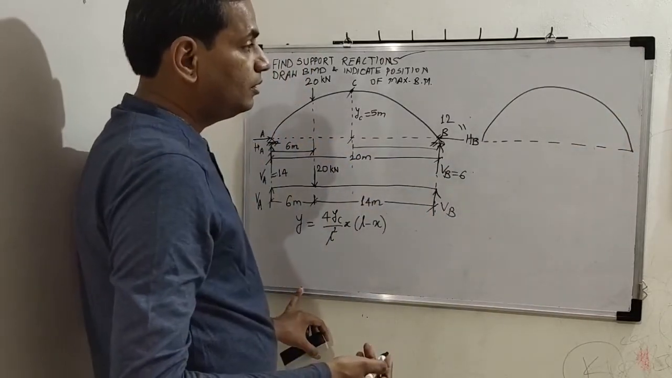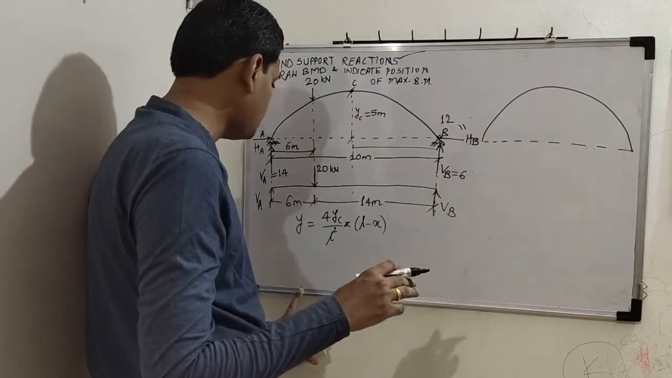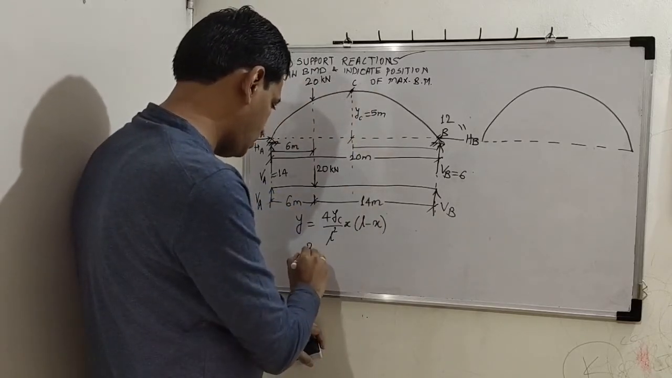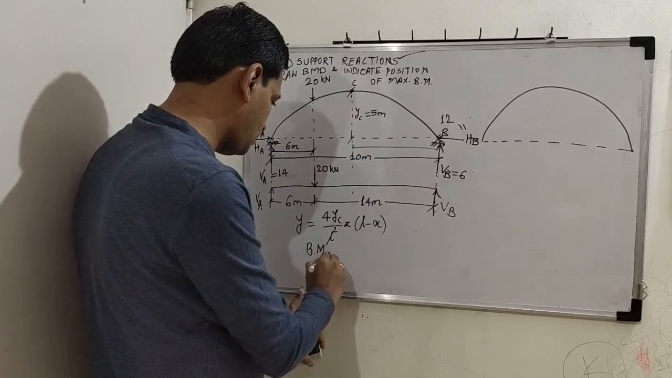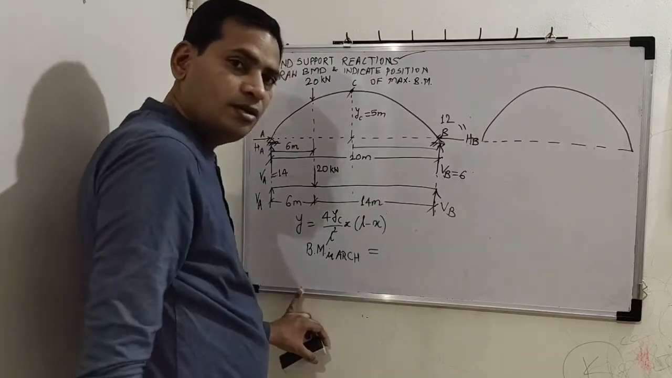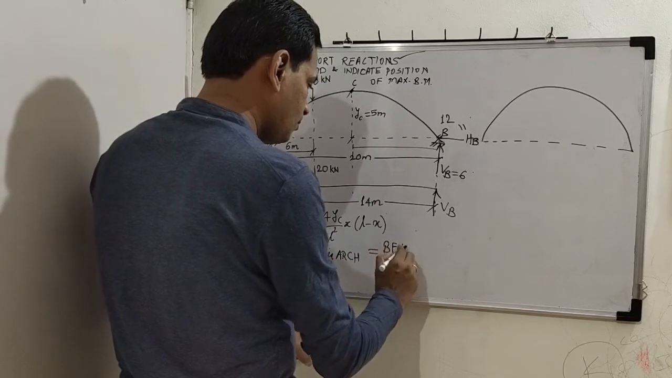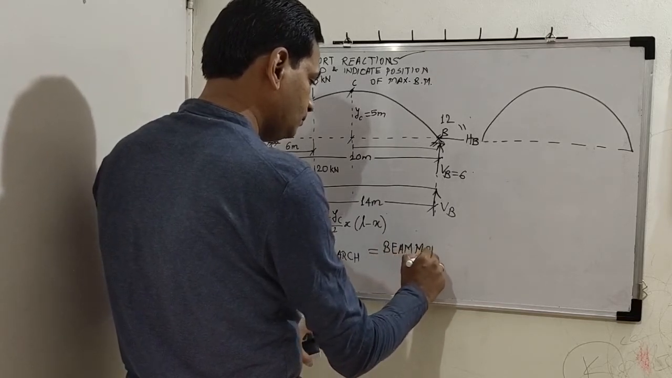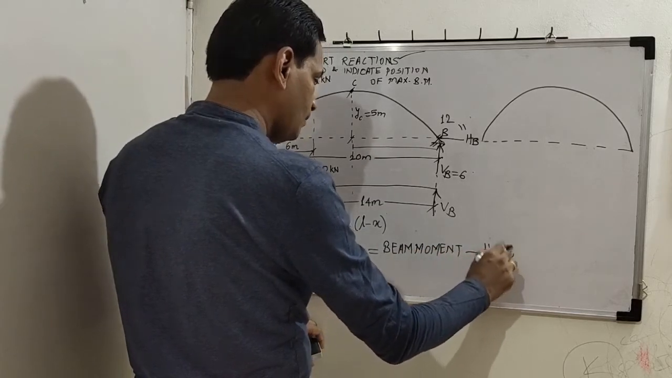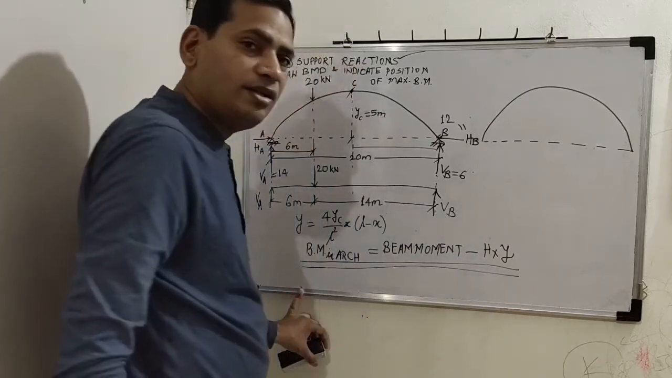As far as beam moment is considered, one thing you need to understand first: whenever you have to find bending moment in an arch, it is always given by this equation. It is beam moment minus H into Y. Always remember this equation. Beam moment minus H into Y.